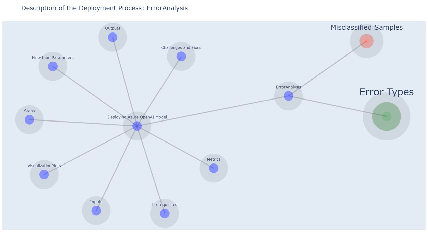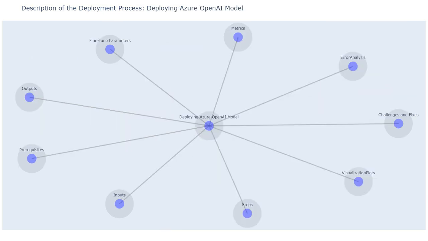Error types. This refers to the different categories or types of errors made by the model during prediction. Understanding these error types can help pinpoint specific areas for improvement, such as addressing biases or improving model performance on certain data patterns. Challenges and fixes.